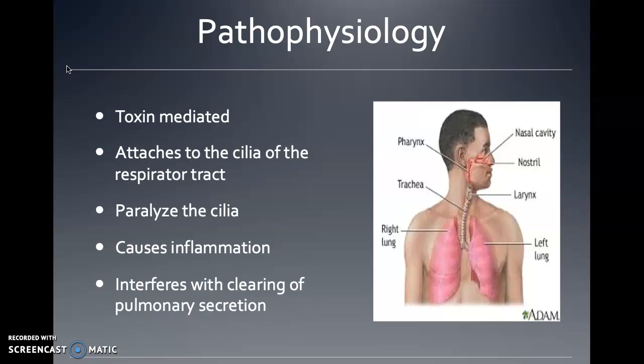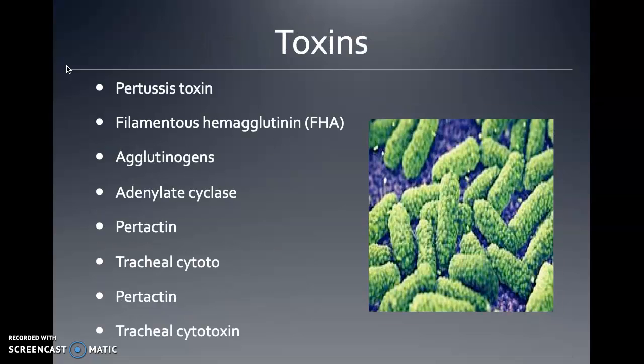Pertussis is primarily a toxin-mediated disease. This bacteria can attach to the respiratory tract, affect the epithelial cells, and paralyze the cilia. This can cause inflammation of the respiratory tract and interfere with the clearing of pulmonary secretions. This bacteria can create several toxins, but in this presentation we'll only be talking about the pertussis toxin.